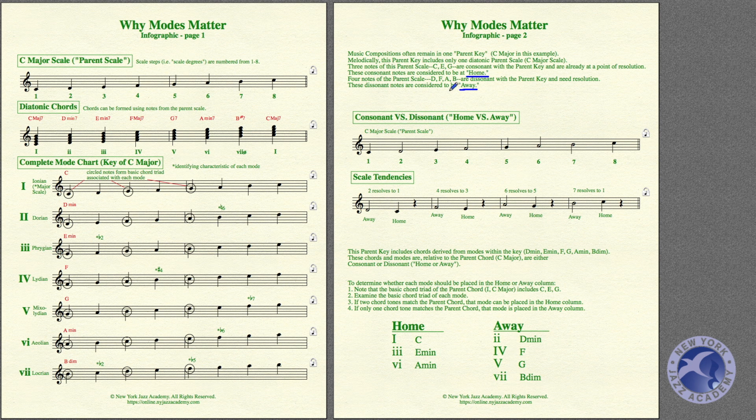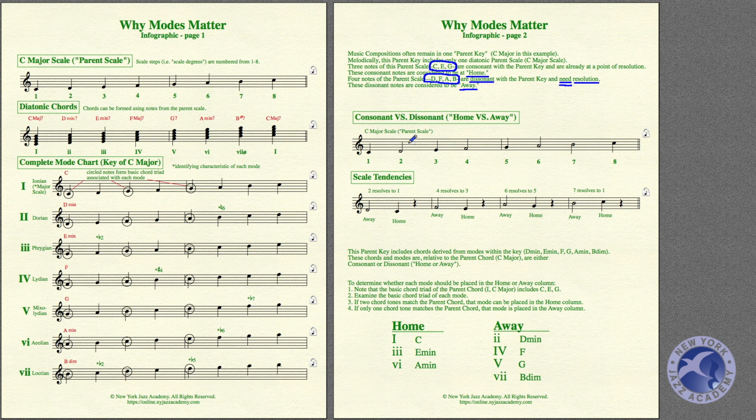Okay, so C, E, G are consonant, and they're already resolved. So they're at peace. Those are home notes. D, F, A, B are away notes, and they are dissonant with the parent key, and they need resolution. Dissonance is clash. It needs resolution. Keyword is need, okay? It needs it. These notes are alive. They need things.